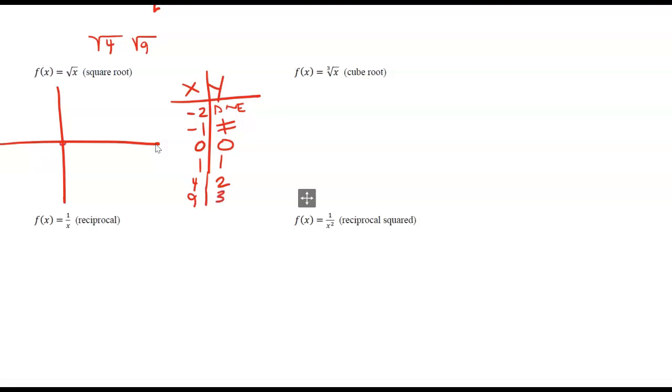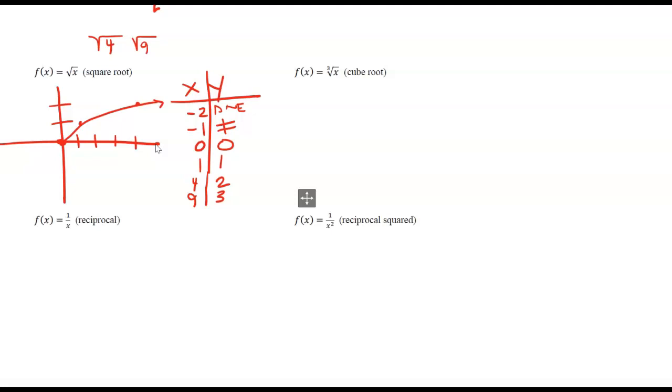So let's go ahead and graph those. We've got 1 point at 0, 0, 1 point at 1, 1, 1 point at 4, 2, and I'm going to leave it at that because that's all the room I have. So that's our parent function.